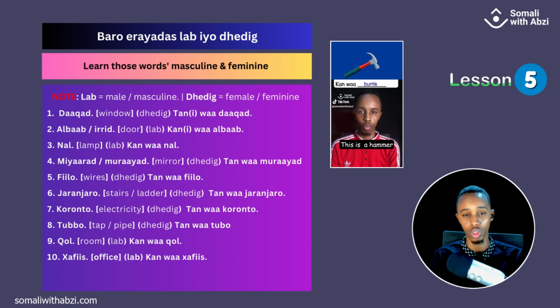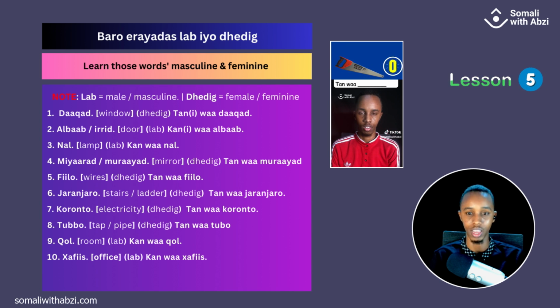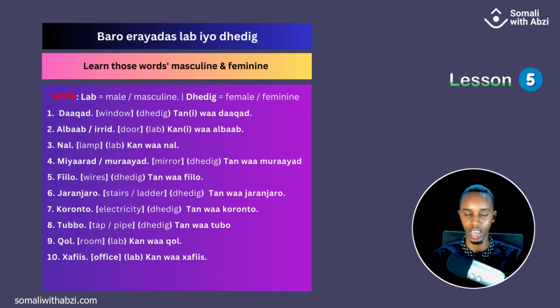And then people from the north always come into the comment section and say, hey, don't say kan, say kani. Don't say tan, say tani. So that's a kind of dialect difference in the south. We just use kan, tan. We skip the i. So you can add the i or you can skip it. That's optional. When you say kan or kani, this is for masculine, lab. When you say tan or tani, this is for feminine, dhadig.